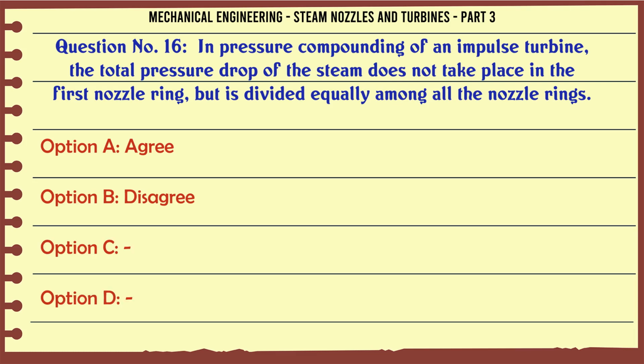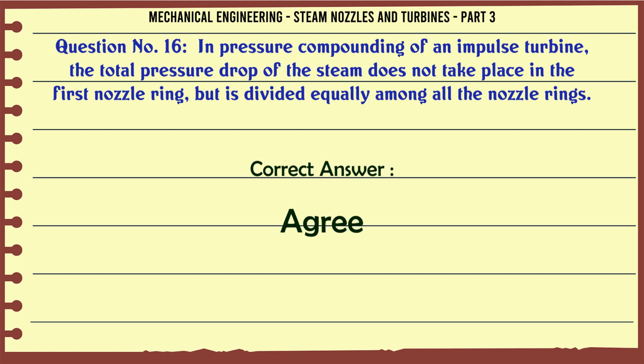In pressure compounding of an impulse turbine, the total pressure drop of the steam does not take place in the first nozzle ring but is divided equally among all the nozzle rings. A. Agree, B. Disagree, C. D. The correct answer is agree.